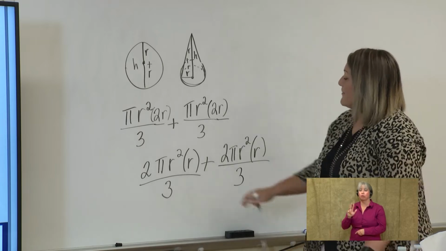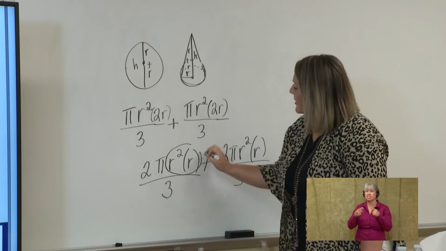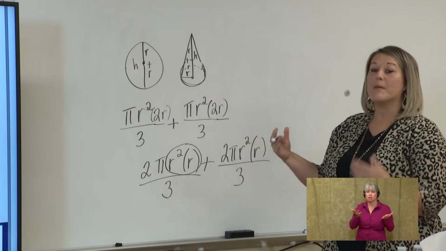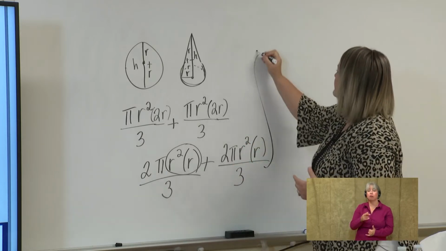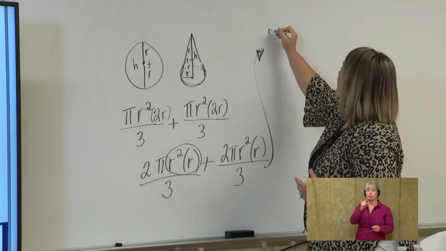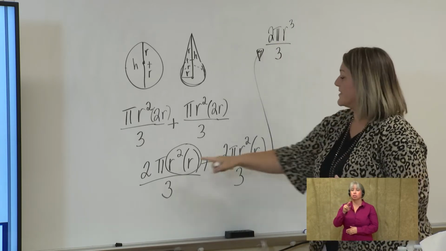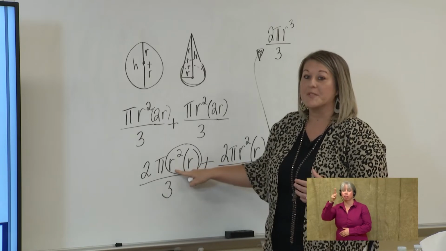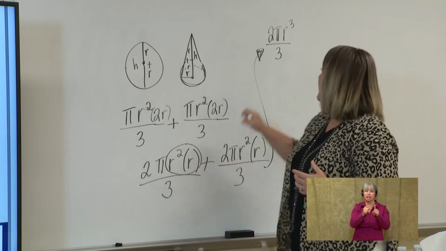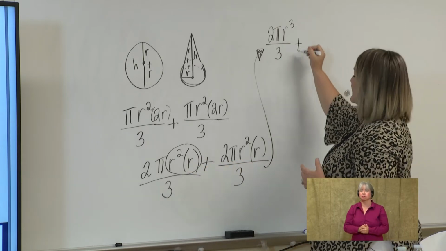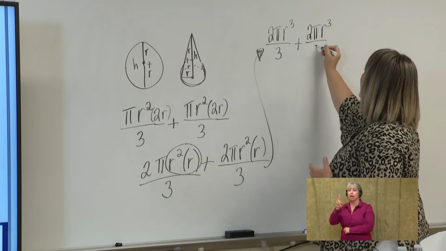All right, so now I have my 2 out front here, still have my r. What is happening right here? R squared and r are being multiplied. That's where my r cubed comes from. So I'm going to come up here so I have a little more room, and I'm going to rewrite that as 2 pi r cubed over 3 because I'm just combining these like terms. R squared times r is r cubed. Plus, the same happens over here, 2 pi r cubed over 3.